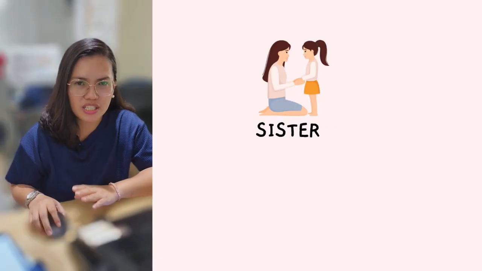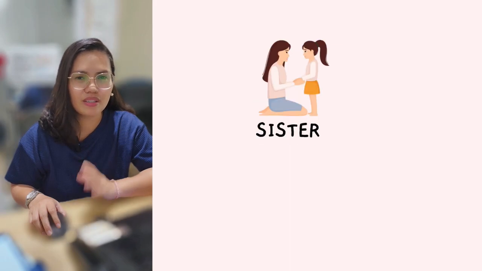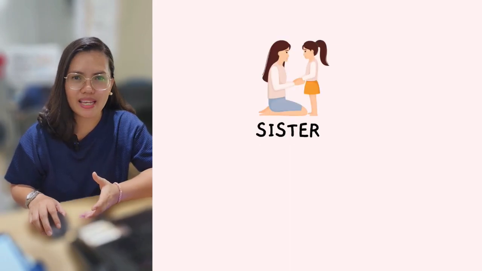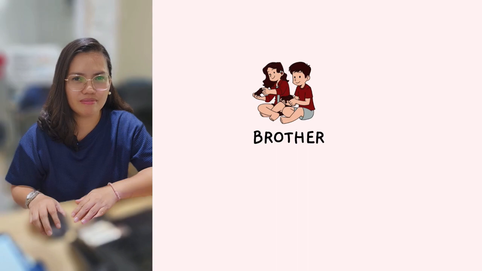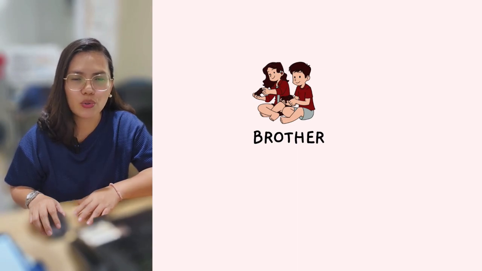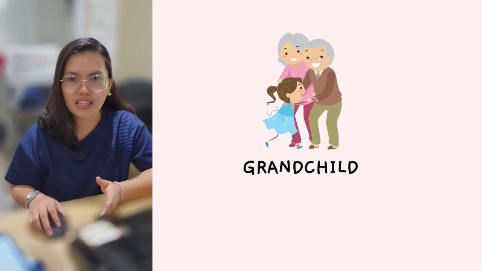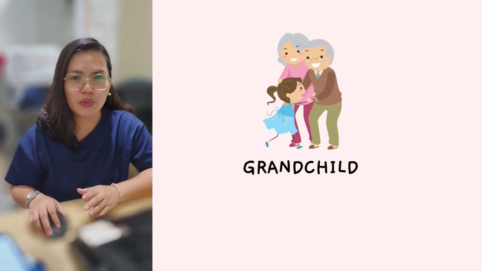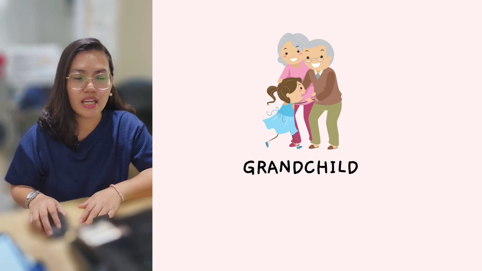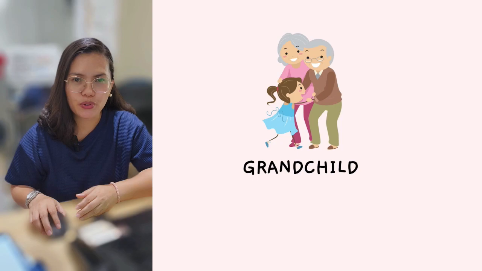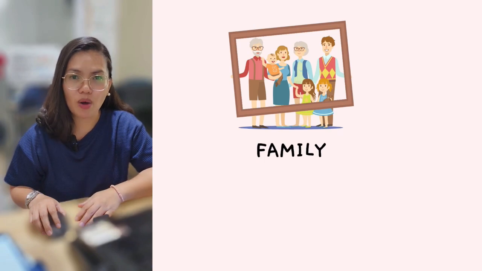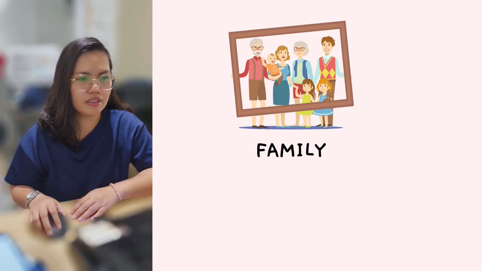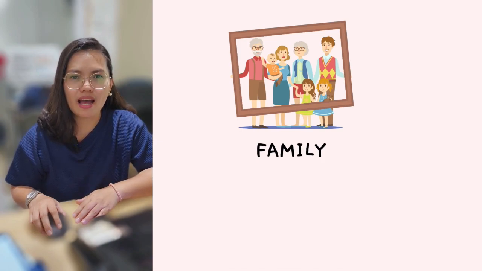Can you remember what's sister in Cebuano? Sister is igsuong babae. Next, brother. Brother is igsuong lalaki. Next one, grandchild. What is grandchild in Cebuano? It's apo. Okay, next one, we have family. What is family in Cebuano? Family is pamilya.